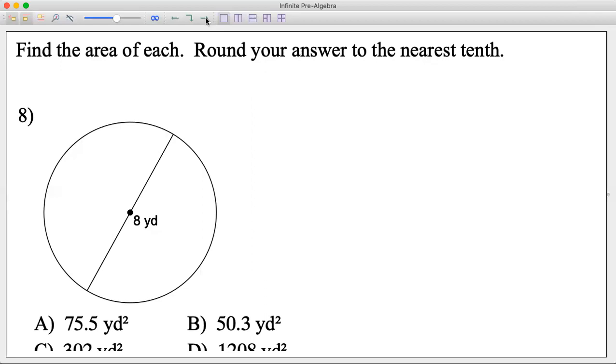I can multiply by 3. 3 times 16 is 48. It's not 48, but it's close. Look at the answers. There's only one answer that's remotely close to 48, and you're done.